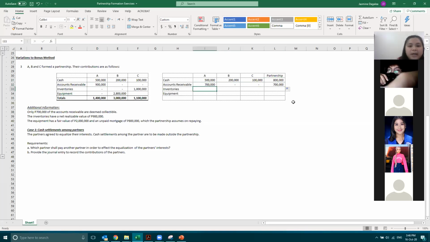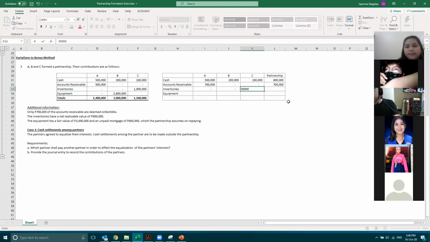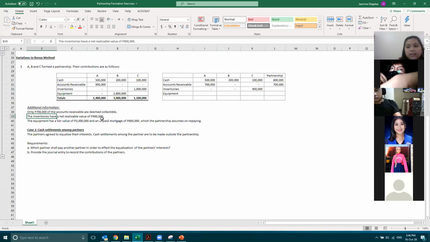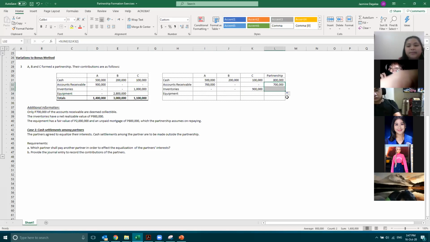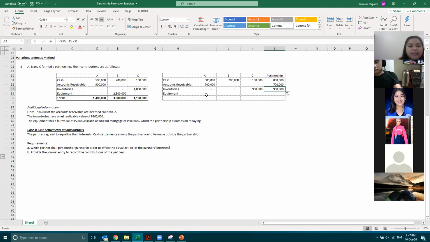Sa inventories naman, magkano yung value? 900K, tama. Kasi lower of cost, 1 million, and net realizable value, 900,000. So, since mas maliit yung net realizable value niya, 900,000 yung i-extend nyo sa partnership. So, 900K. Ano pa? Equipment.